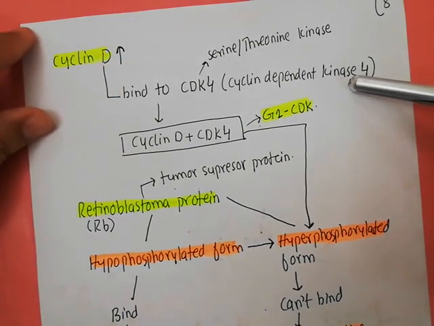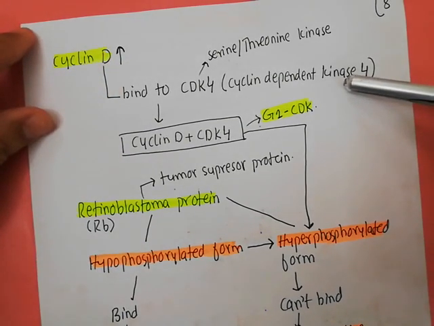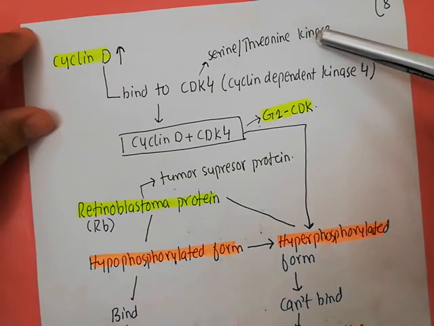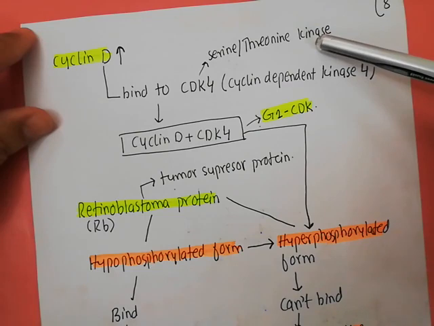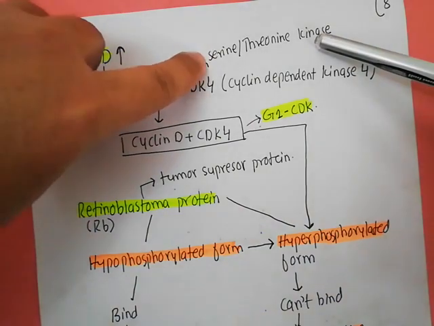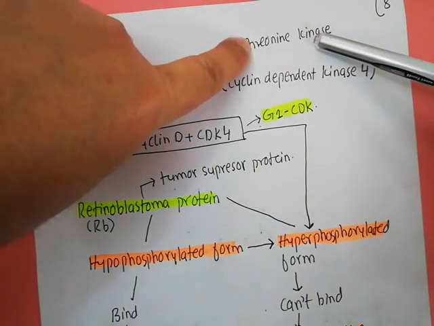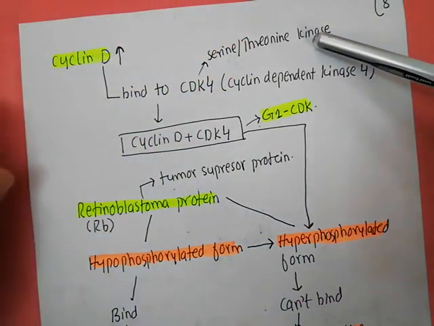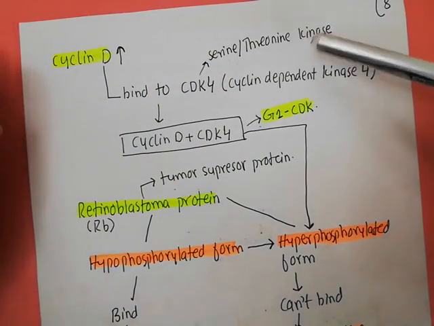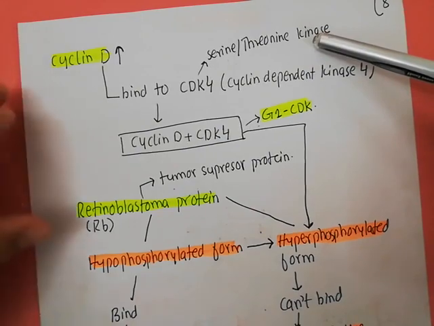This cyclin dependent kinase 4 is actually a serine threonine kinase. That means that it is a kinase in nature. It can add a phosphate group to its substrate protein, but it can only add phosphate groups to the serine amino acid or the threonine amino acid on its substrate protein. So this is actually a subset of the kinase family.